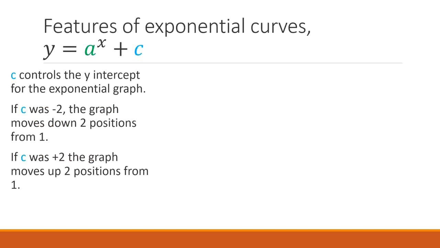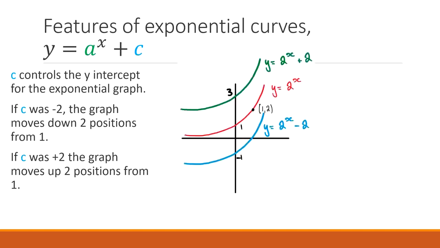Here are some more features of exponential curves, and this time we're looking at our c value. As you can see on your screen, c controls our y-intercept. If c was -2, the graph moves down 2 positions from 1. Remember, it's always at 1 this time. So instead of saying c's -2 so it's crossing at -2, it actually crosses 2 positions down from 1, so this time at -1. If c was +2, the graph moves up 2 positions from 1. In green you can see it's crossing at 3.